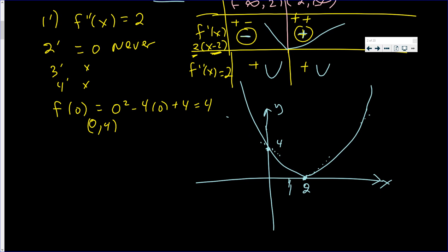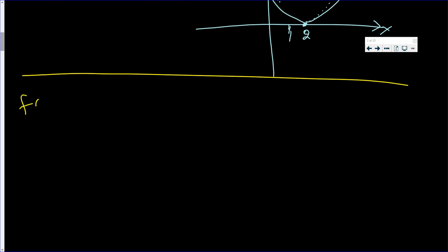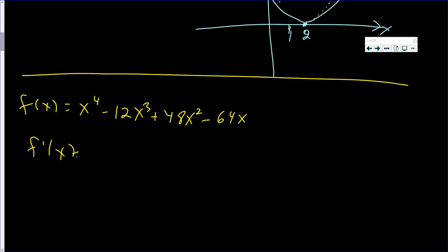Let us try another one. Suppose f of x, or y, is x to the 4th minus 12x cubed plus 48x squared minus 64x. Well, the first derivative then is 4x cubed minus 36x squared plus 96x minus 64. Now we factor.